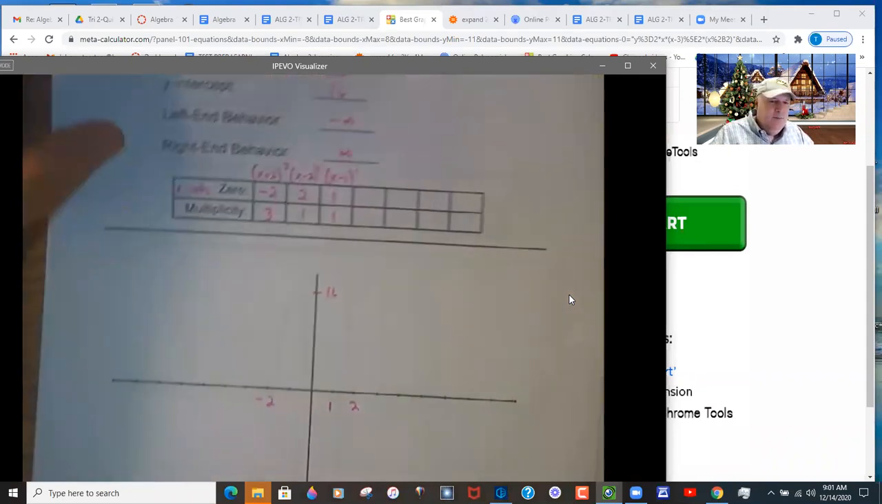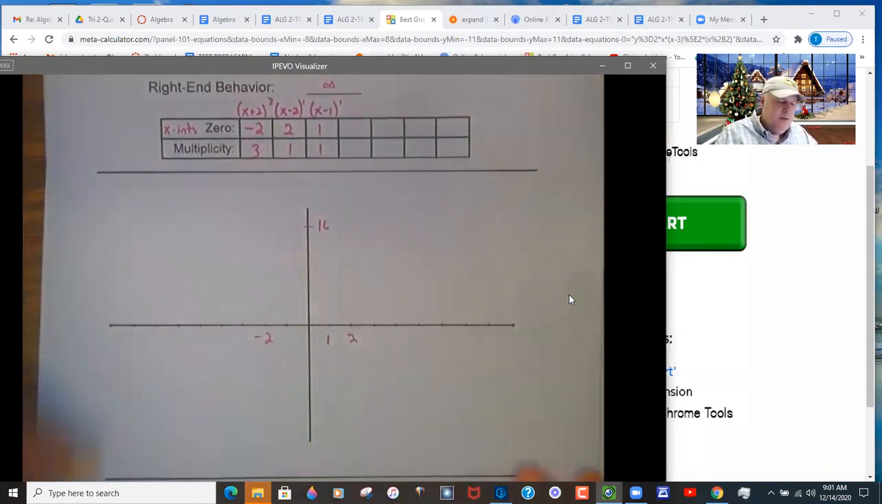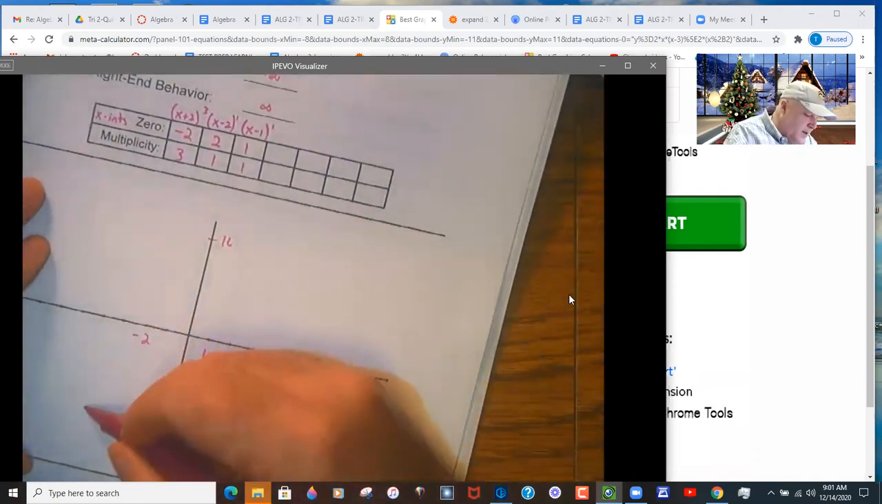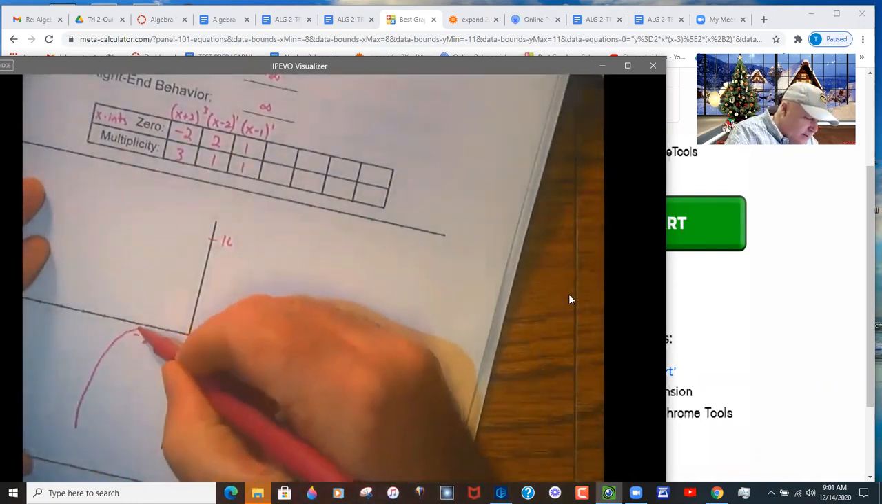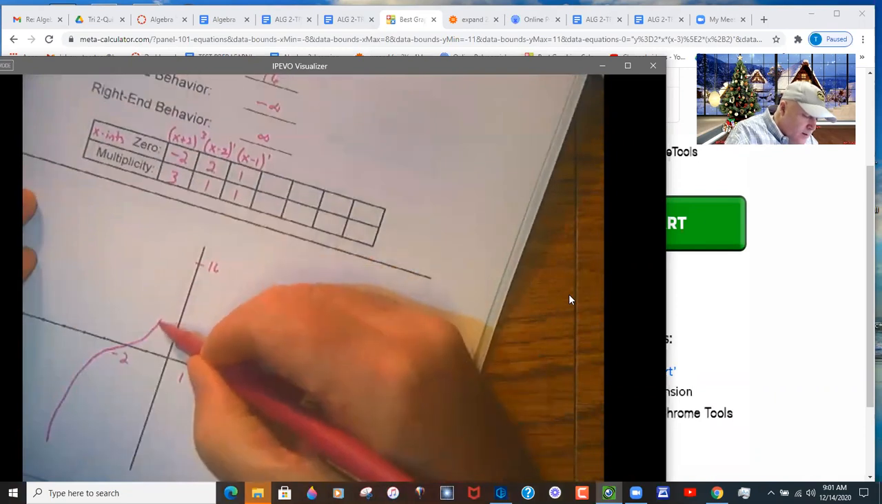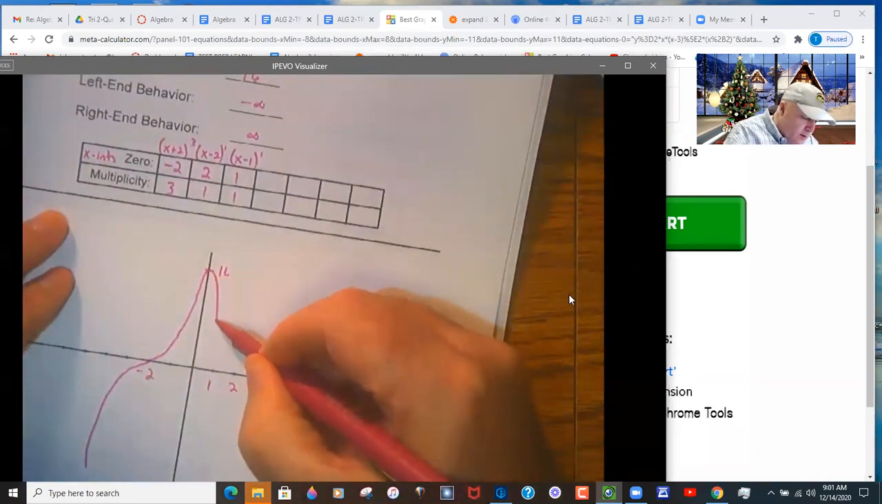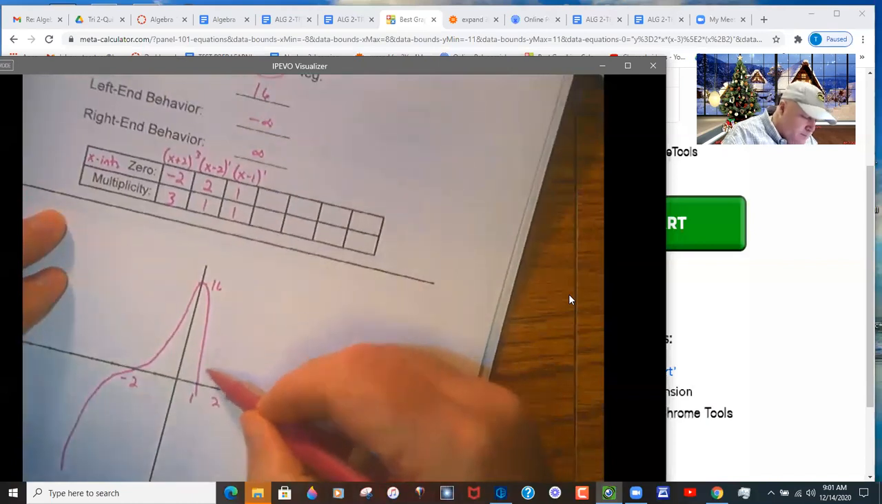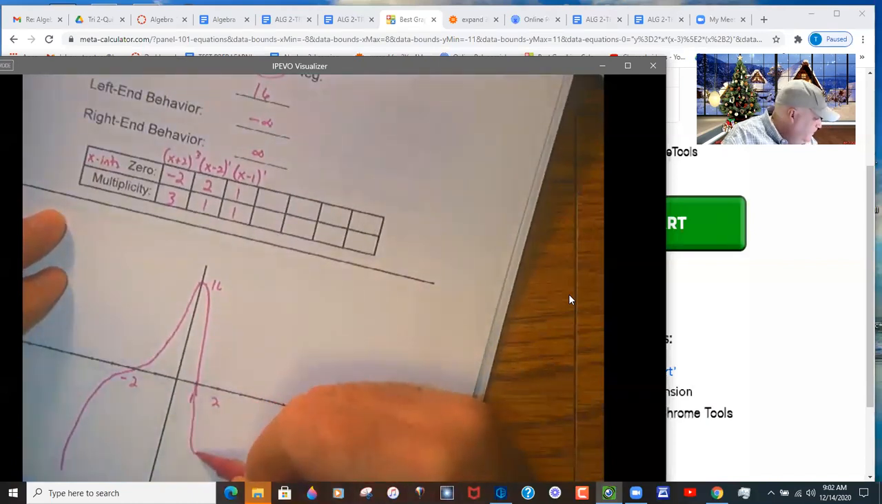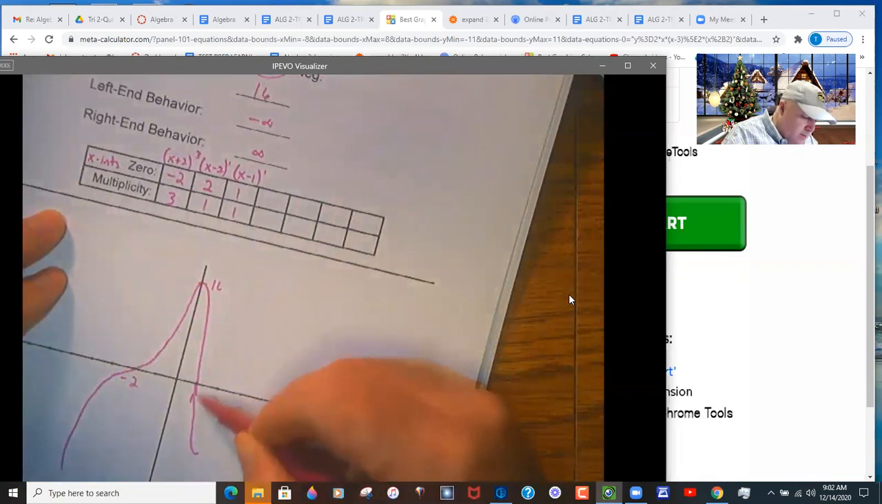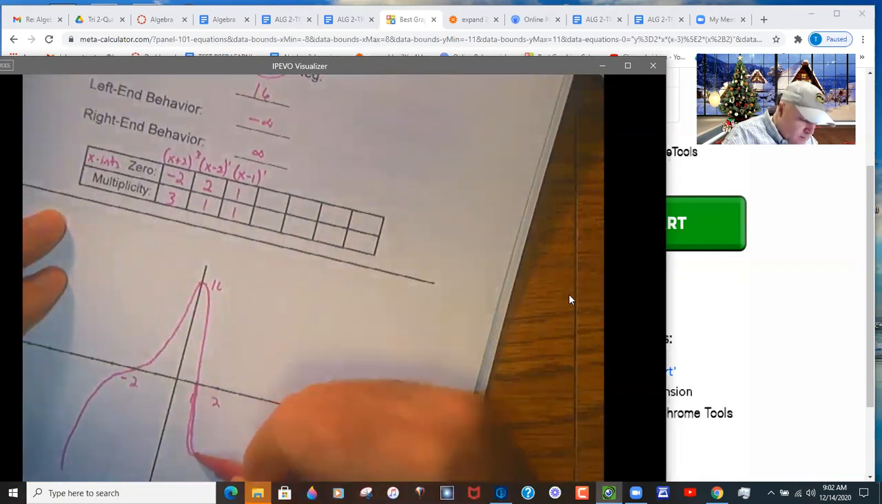And at -2, we have a multiplicity of 3, so it's going to come in and it's going to get flat through here. That's going to come up to 16. It's going to cut through 1, so turn around, cut through 1, dip down, and then back up through 2.